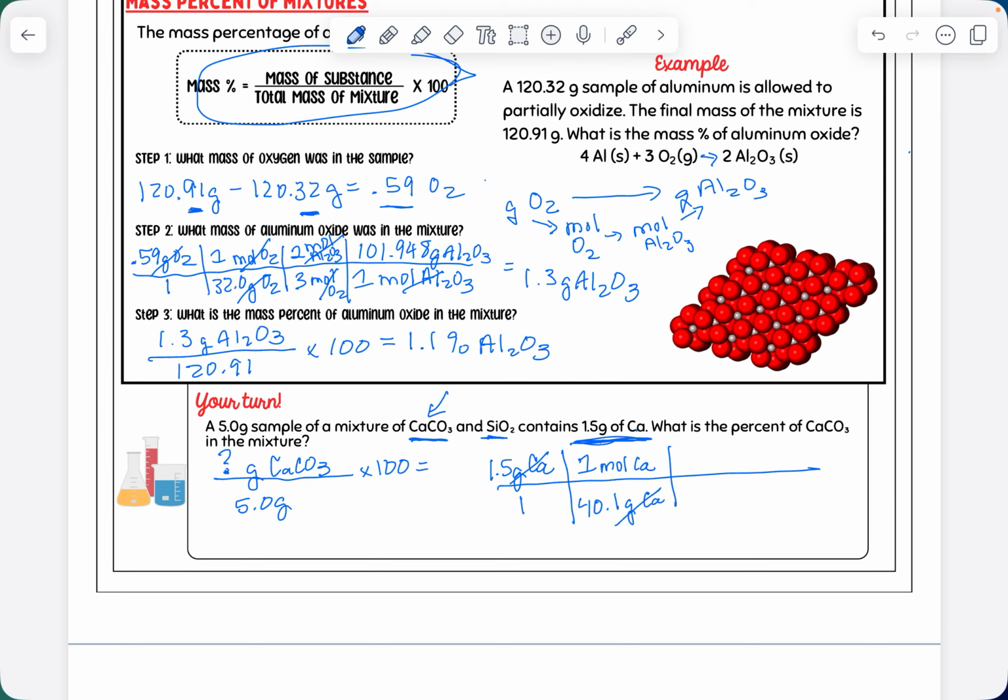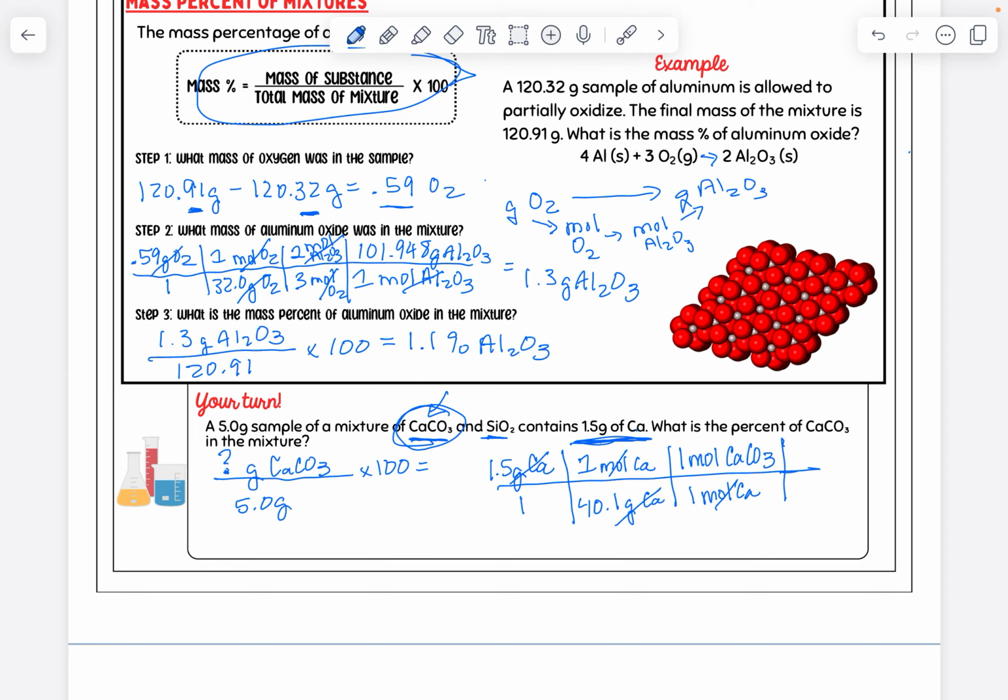But I want calcium carbonate, and I know all of my calcium is coming from here. And so I know just from the chemical formula that for every 1 mole of calcium, and I'm putting moles of calcium in my denominator because I want those to cancel out, I have 1 mole of calcium carbonate, right? Because there's 1 calcium in every 1 calcium carbonate. So now my moles of calcium cancel out, and I'm left with moles of calcium carbonate.